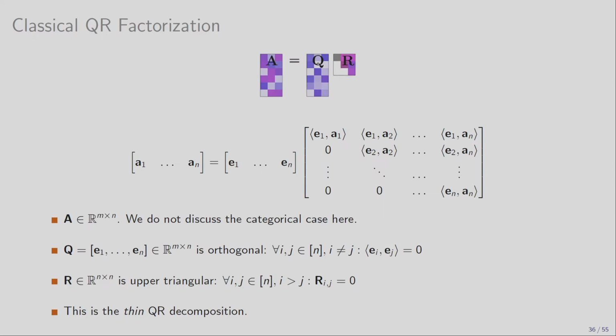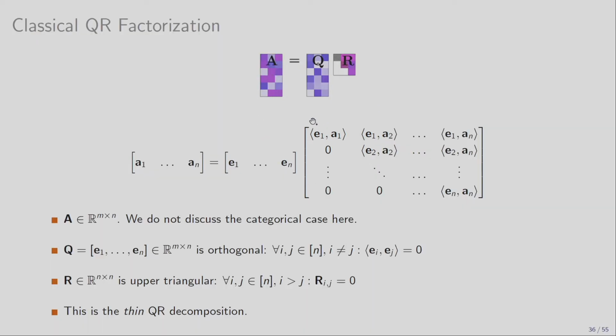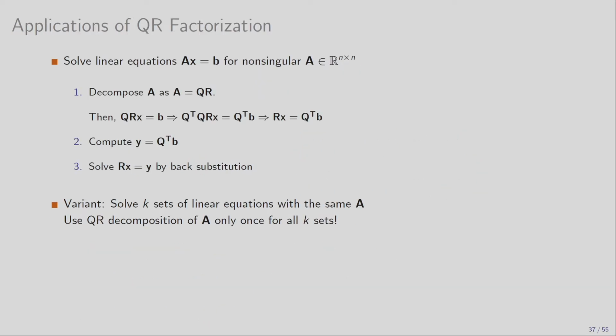This is also called the thin QR decomposition of A. So what are the applications of QR? I'll go over them very briefly, just to give a sense that if you are able to do this decomposition well, you may be able to solve other problems.